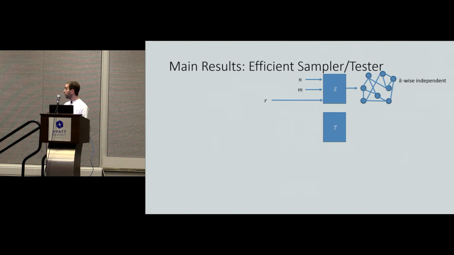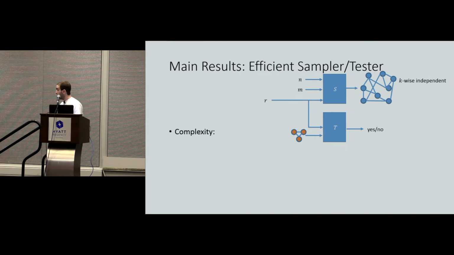So this is the sampler, and we also have a tester. The tester receives the same random coins as the sampler. And it also receives the bad subgraph H. And it outputs yes if G is H-free, and it outputs no if G is not H-free. Okay, so in this case, we've seen that G is not H-free.